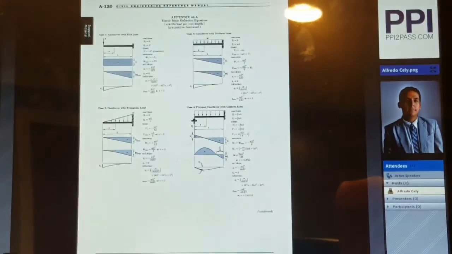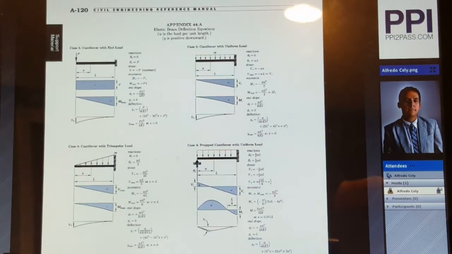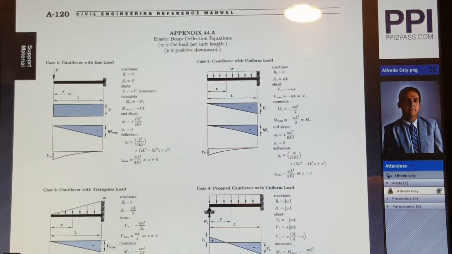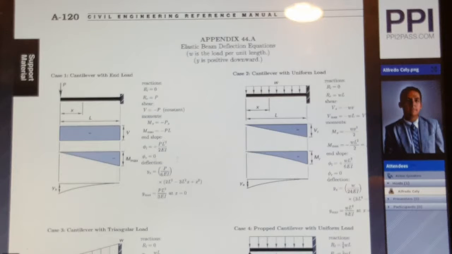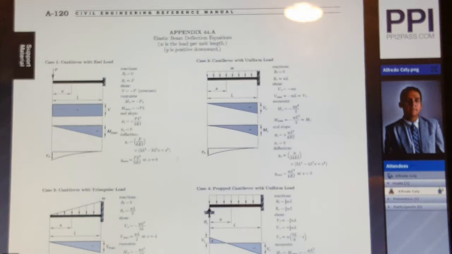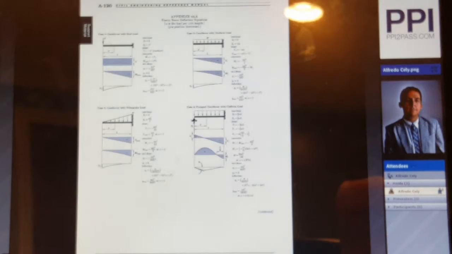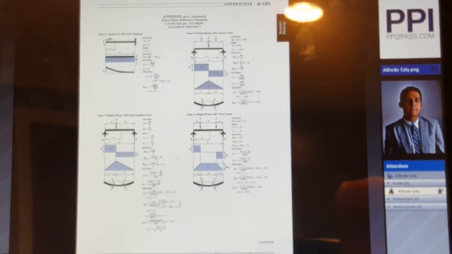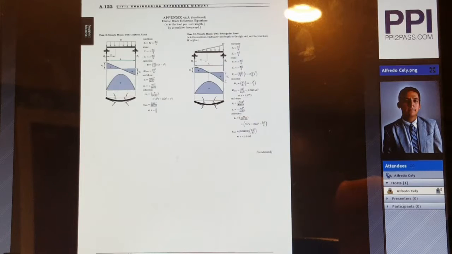Another appendix that I would like you to tab as a reference for the breadth portion of the exam is Appendix 44.A, which serves as a very good guideline on how to solve beam problems. And note that Appendix 44.A consists of 3 pages as it goes through many of the different cases of beam loading.